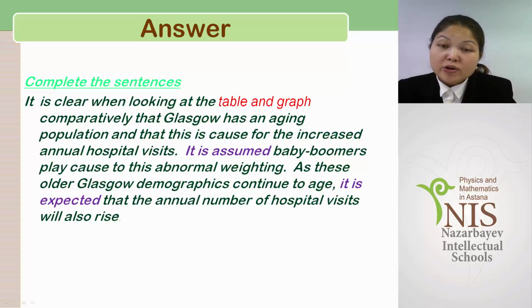So because we are summarizing, we need to give both sources. It is clear when looking at the table and graph comparatively that Glasgow has an aging population and that this is a cause for the increased annual hospital visits. It is assumed baby boomers play a cause to the abnormal waiting. As these older Glasgow demographics continue to age, it is expected that the annual number of hospital visits will also rise.